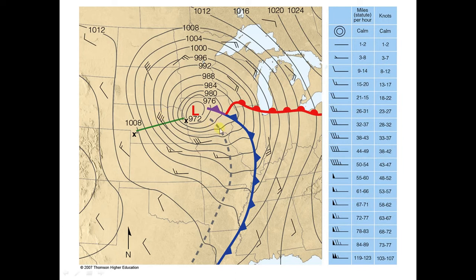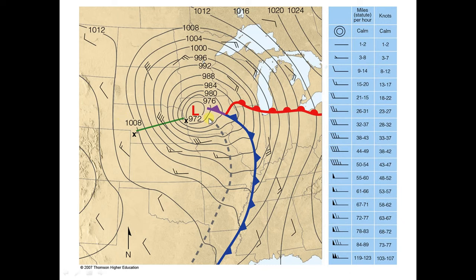Notice the pressure gradient over Texas is extremely small, right? There's hardly any isobars over the state, which is why winds are pretty light, 10 miles per hour, right? And for these locations, okay.